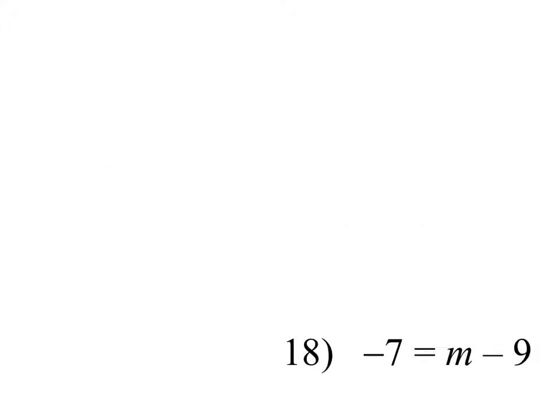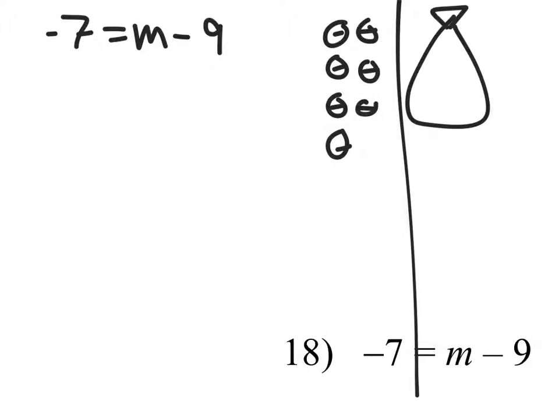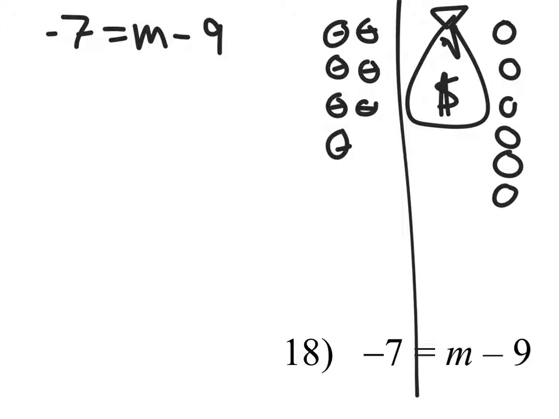All right, so let's look at this. Here we got negative 7 equals m minus 9. So over here, using the model, we would have 7 of these negative things. 4, 5, 6, 7. All right, so we'll make this bags of coins. So if we do it to one, we're going to do it to the other. And so we got one bag of coins right here. And then we got 9 negatives on this side. 1, 2, 3, 4, 5, 6, 7, 8, and 9. These are all negative. All right. So we got this set up pretty good.